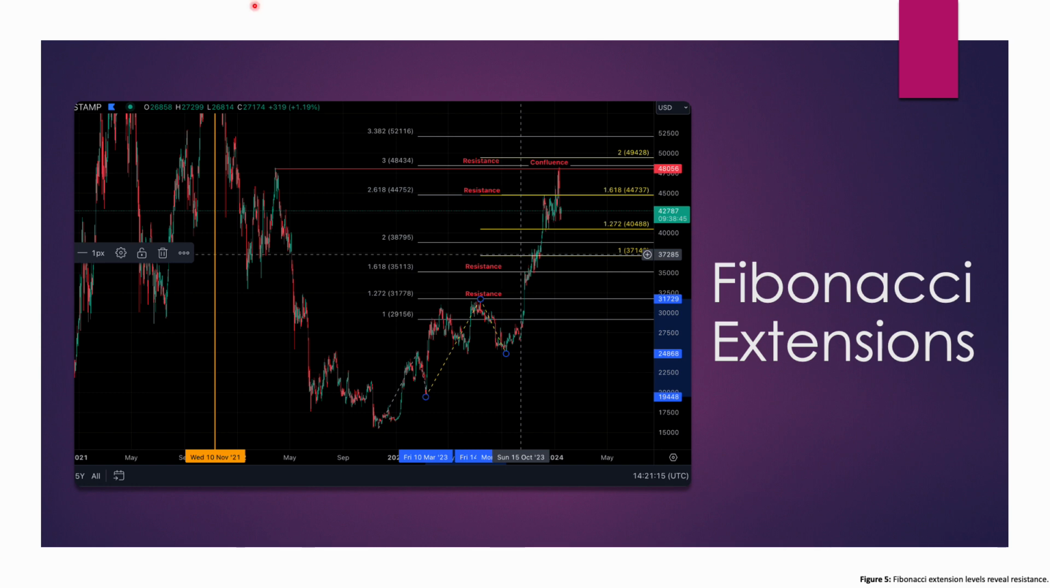Next method of discovering resistance, mainly resistance, is Fibonacci extension. Fibonacci extension levels are not to be relied upon solely, because Fibonacci extensions are projected into the future, and you don't always know exactly at which Fibonacci extension price will stop. So you should use a Fibonacci extension together with other confluence factors.